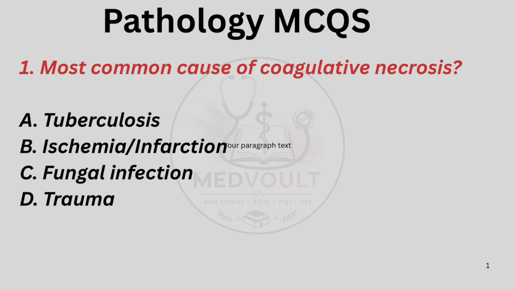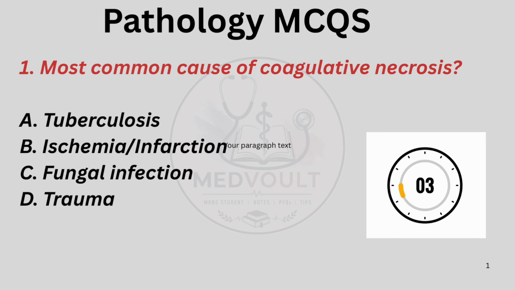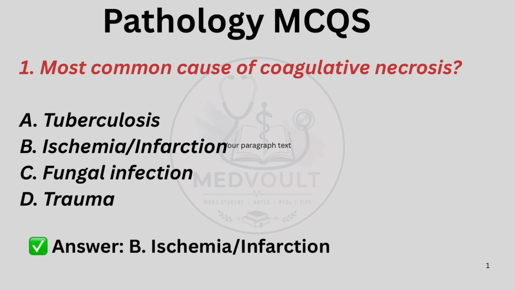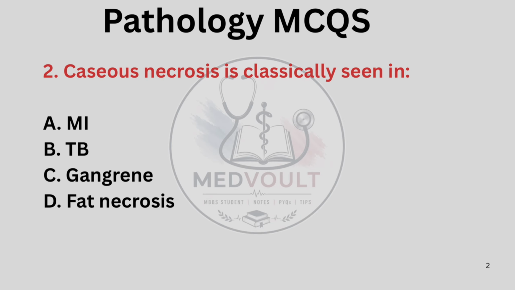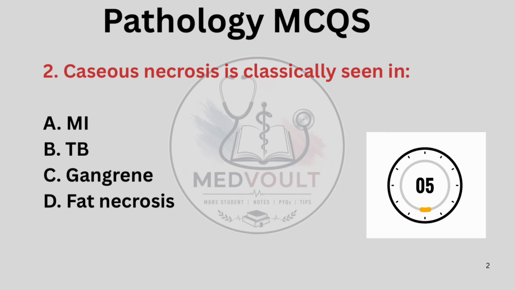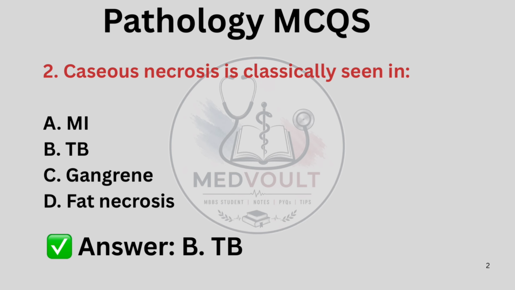Most common cause of coagulative necrosis: A. Tuberculosis, B. Ischemia, infection, C. Fungal infection, D. Trauma. Answer B. Ischemia and infection. Caseous necrosis is classically seen in A. MI, B. TB, C. Gangrene, D. Fat necrosis. Answer TB.